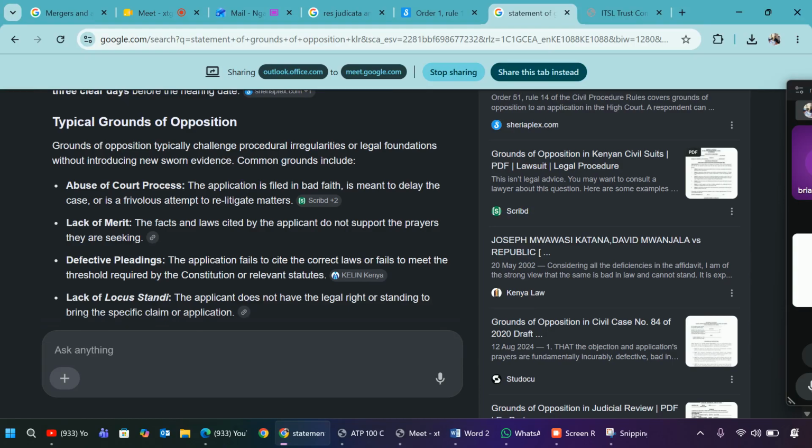Grounds of opposition typically challenge procedural irregularities or legal foundations without introducing new sworn evidence. Common grounds include 1. There is an abuse of court process. The application is filed in bad faith, is meant to delay the case, or is a frivolous attempt to litigate matters. Lack of merit. The facts and laws cited by the applicant do not support the prayers they are seeking.